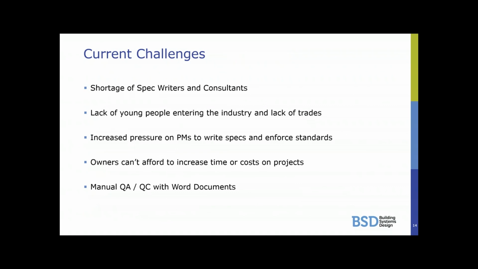Let's move on to the current challenges that we have in the marketplace right now. All current situation aside, there's a real shortage of spec writers and consultants in spec writing. It's very difficult to find, and really sadly, we have a lack of young people entering the industry and lack of trades.